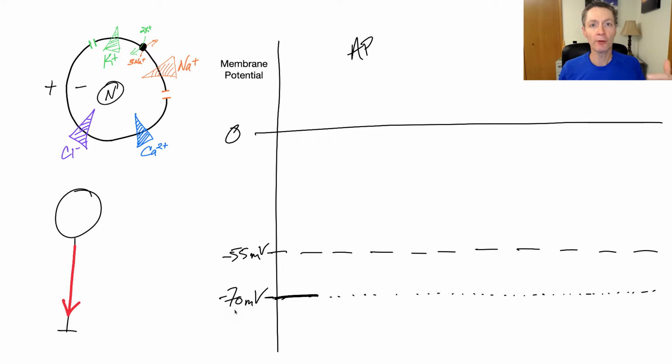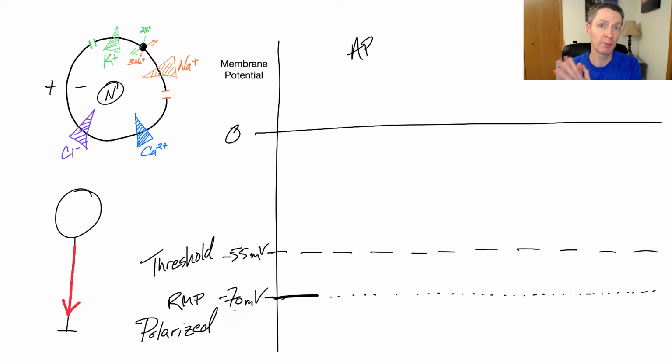Now we know there's some other important numbers in addition to the resting membrane potential, which is a situation where the cell is polarized. It starts out this way. We also have a threshold, which is negative 55 millivolts, which will become more important when we talk a little bit later about graded potentials and forming action potentials.